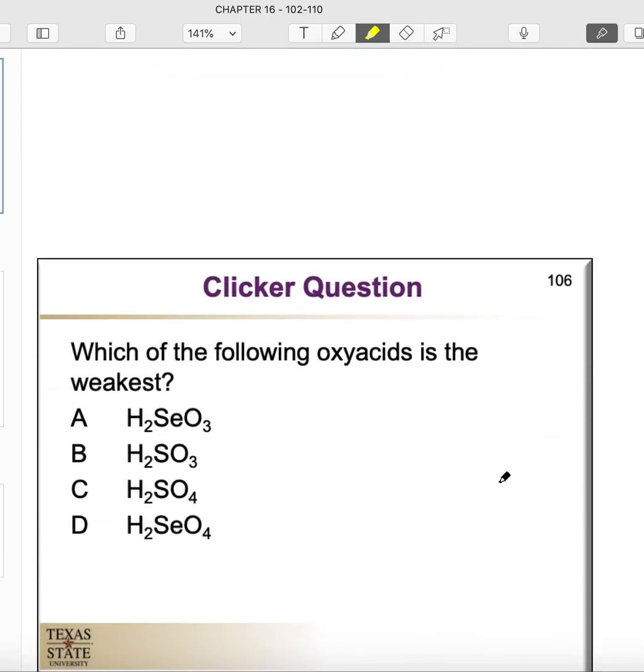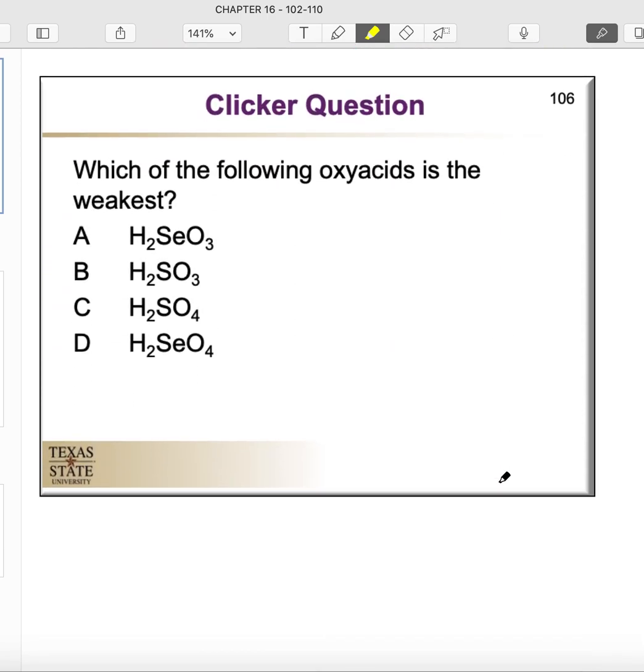All right. Clicker question for you guys. Which of the following oxyacids is the weakest? And I want you guys to try it at home. Go ahead and pause the video. If you need a little bit of help, what I want you to do is to compare pairs step by step, starting by looking at acids that have the same structure or acids that have the same central atom, and from there start kind of ruling things out one by one. All right, pause the video, give it a try.